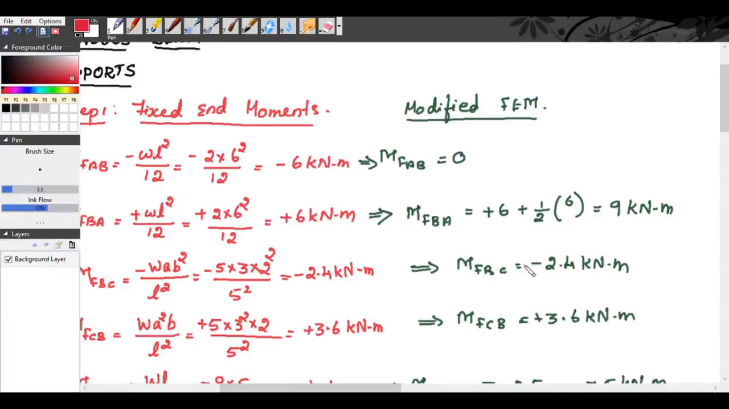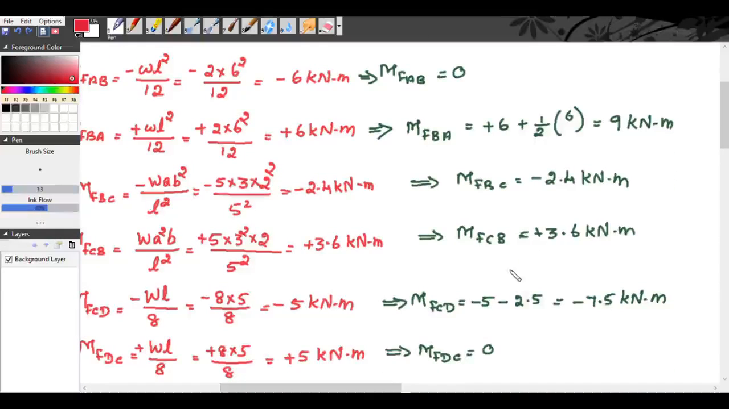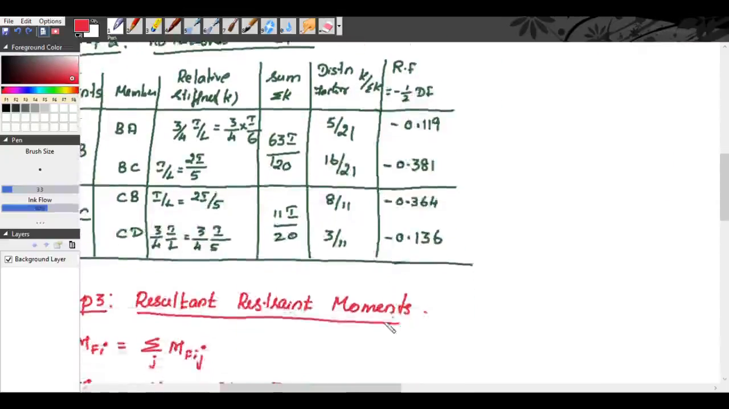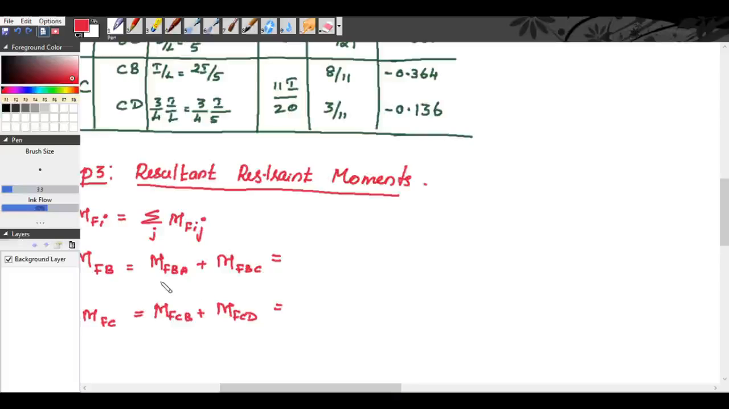So it is 9 minus 2.4 for M of BA plus M of BC. At joint C it is M of CB plus M of CD, and here we have to take the modified fixed end moments. We get minus 3. M of BA is 9, so M of BC is 9 minus 2.4, and minus 2.4 we get plus 6.6. M of CB plus M of CD is 6.6 kilonewton minus 7.5.